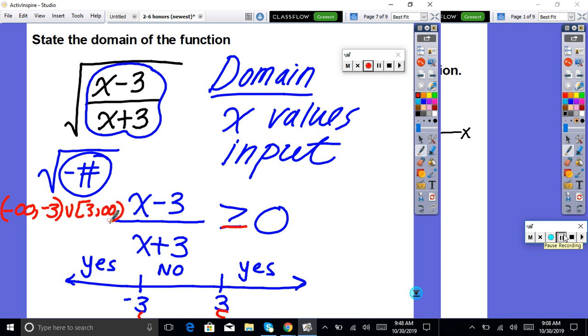That is your domain if that's your x values. True? There's your domain. The exact same thing, right? The only difference is you had to set up the inequality based on your knowledge of square root. Awesome, yes.